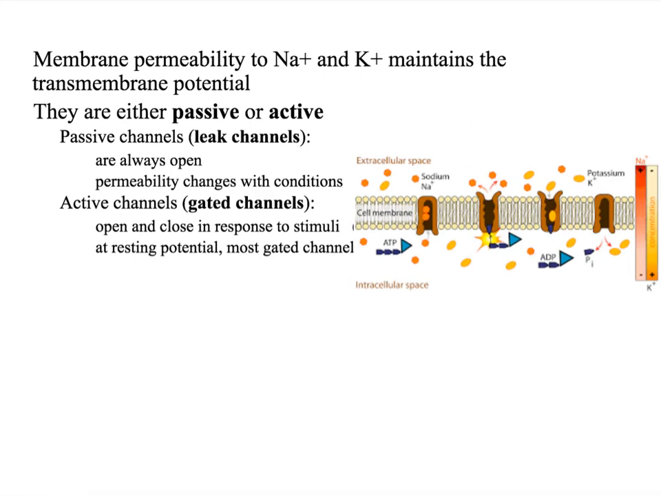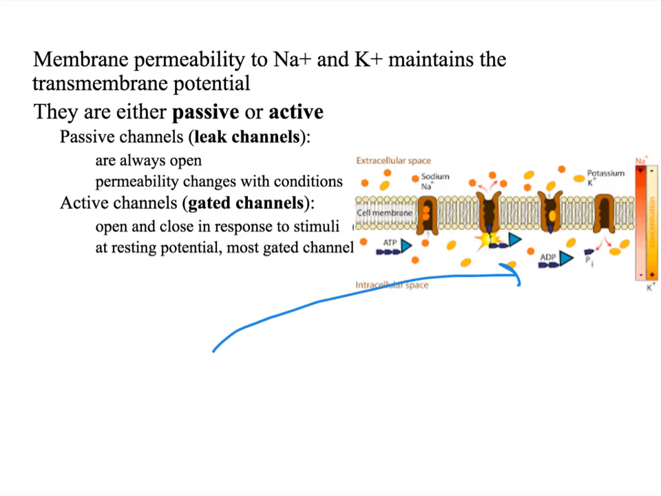There are two types of channels. There are passive channels and there are active channels. Passive channels are always open. Sometimes you'll see them referred to as leak channels. And you simply have ions that move across there by random diffusion. The active channels, also known as the gated channels, they have to be triggered to open. And what triggers them is going to be that electric current, the action potential that's being transmitted down that membrane. So this is how that electric current is being transmitted down the membrane as it goes.